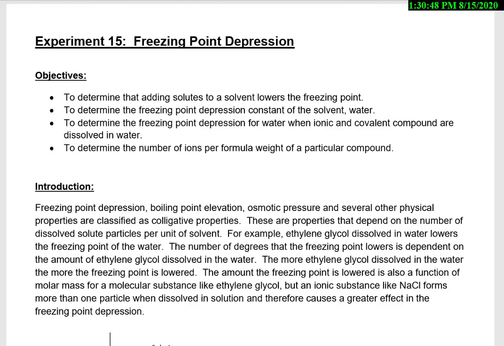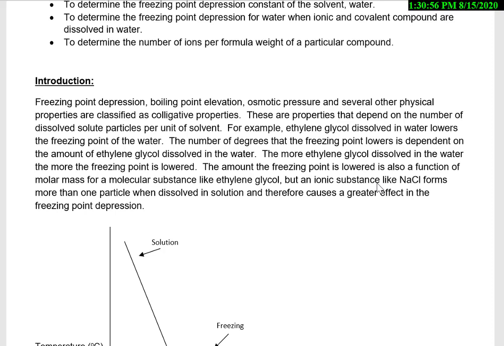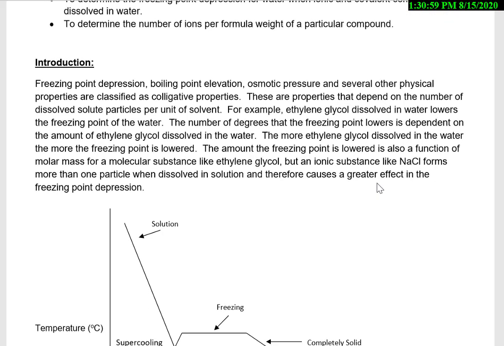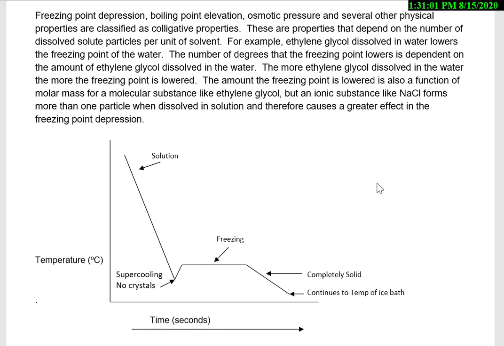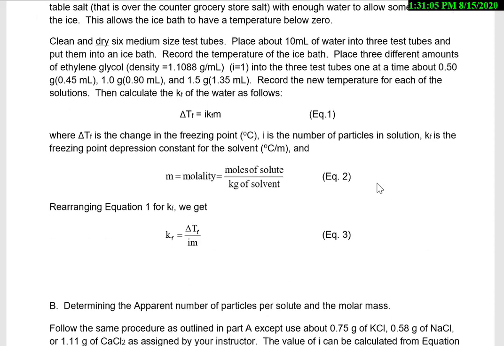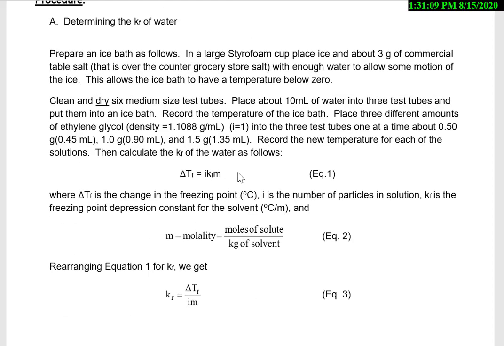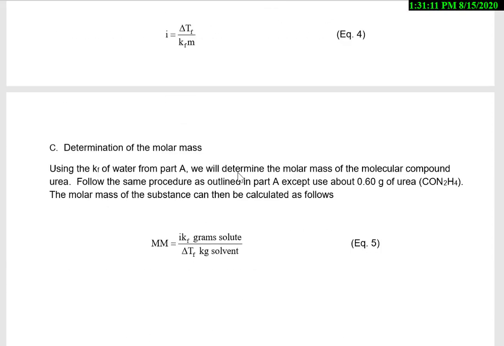Here's an explanation of experiment 15, freezing point depression. So here we're looking at colligative properties of different substances and how much their freezing point is changed based on different factors. In the lab manual, lots of equations are written out for you for part A, part B, and part C.